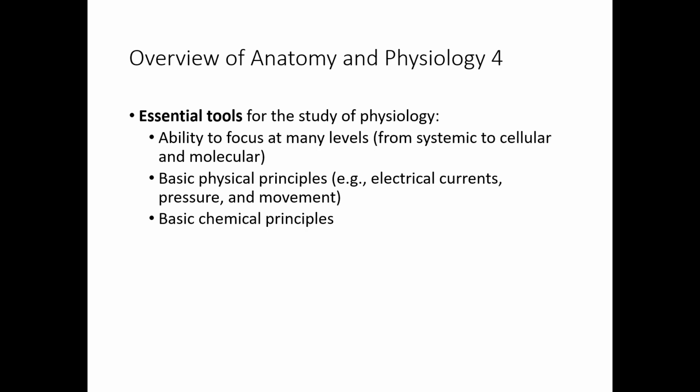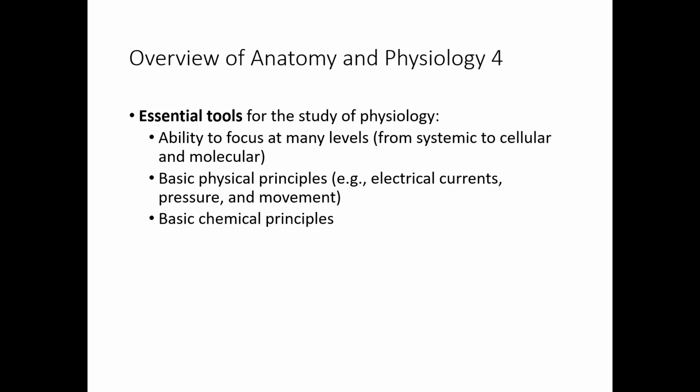Overview of anatomy and physiology 4. Essential tools for the study of physiology would be the ability to focus at many levels, from systemic to cellular and molecular. It means when we study the liver, for example, physiology of the liver, you need to know that the liver is part of the digestive system. It's a necessary organ. And inside of the liver, there are special cells, hepatocytes, and you will need to learn their structure and what exactly they produce and how they work at different levels.